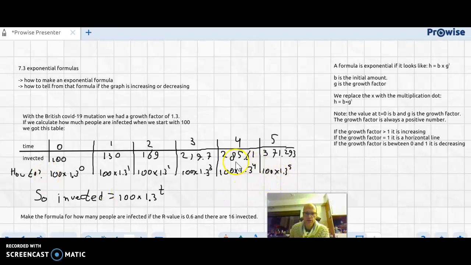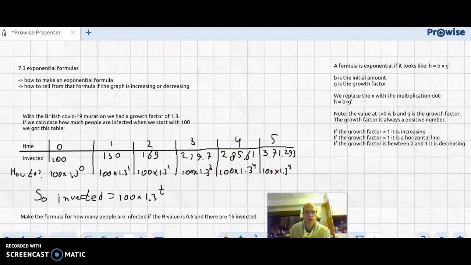For instance, if you need to calculate at time is 4, you can calculate it easier or quicker if you use this kind of formula over here. We started with 100 multiplied by 1.3 to the power of 0, and to the power of 0 is always 1, so multiplying by 1 is the same. Then we multiply with 1.3 to the power of 1, which is equal to multiplying once by 1.3, and then 100 multiplied by 1.3 to the power of 2, which is equal to multiplying twice by 1.3, and so on, and so on.